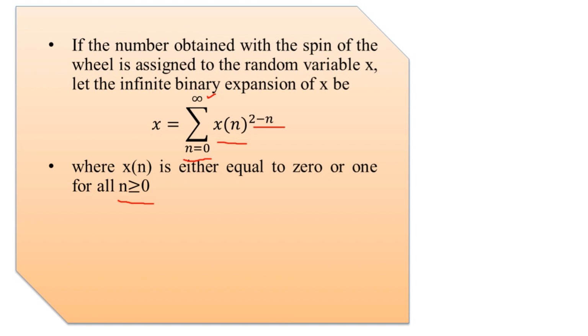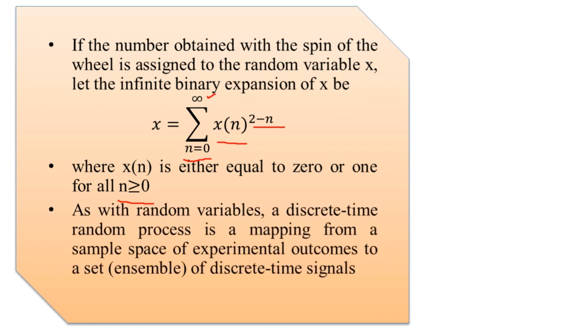So as far as the random variables are concerned, a discrete time random process, our topic, is nothing but the mapping from a sample space. As usual, the sample space is represented by capital omega, which is having a set of experimental outcomes or the elementary events that we have called it. So it is nothing but the ensemble of the discrete time signals here. So this point is very important, that describes the random process.